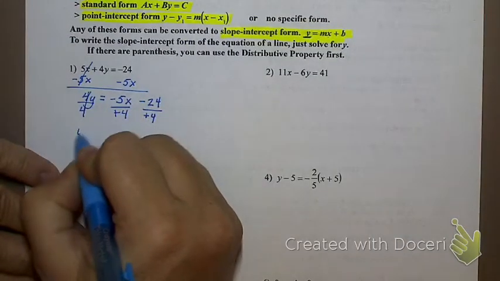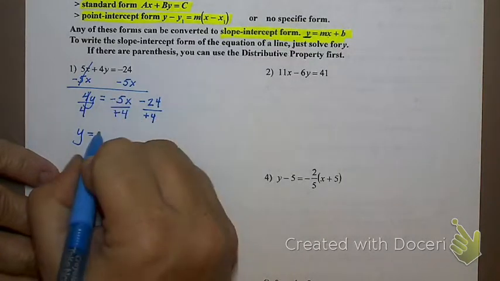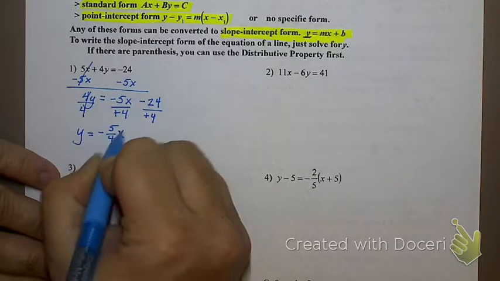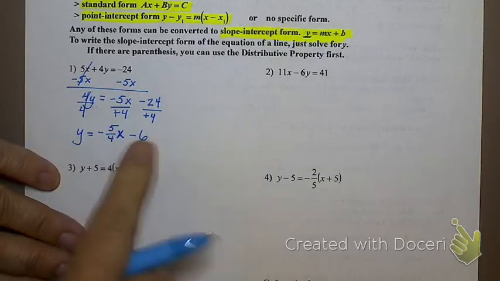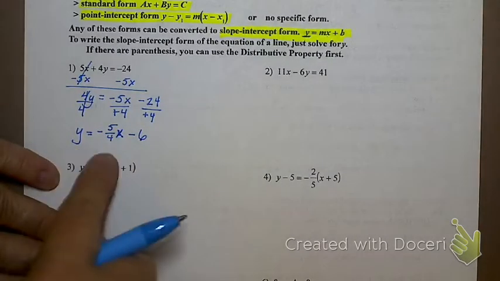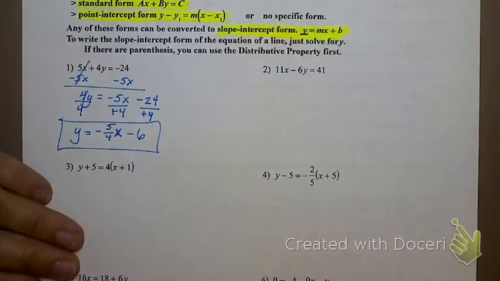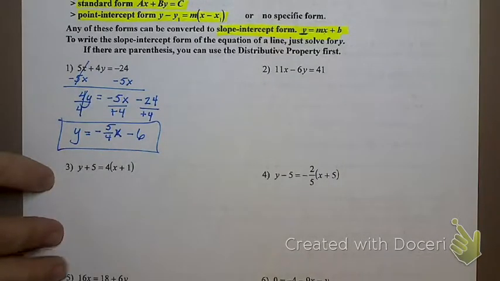So I now have y equals, how do I write this? Negative 5/4 x, and then right here, minus 6. Now I have it in y equals mx plus b form. I could graph it if I needed to. I could identify the slope, any number of other things. Pretty easy? So that is standard form to slope-intercept form.